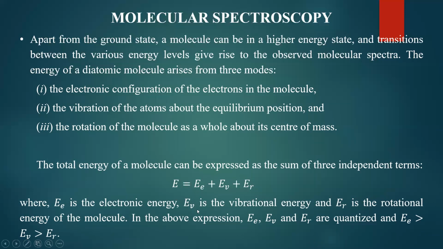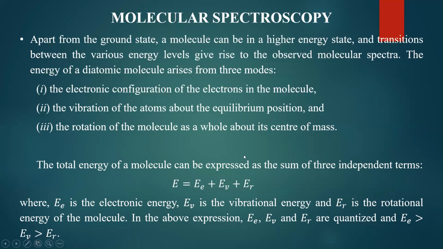In this expression, the electronic energy, vibrational energy, and rotational energy are all quantized, in accordance with quantum mechanics. They can have only discrete energy values. That is the meaning of quantization of energy. It is observed that the electronic energy EE is greater than the vibrational energy, which is greater than the rotational energy. The value of electronic energy is highest, the vibrational energy is a little lesser, and the rotational energy of the molecule is the smallest.